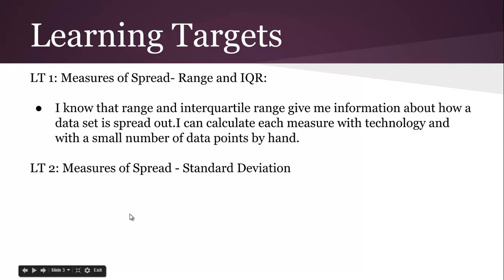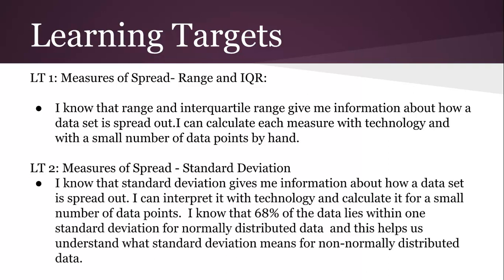A second learning target we're going to learn today is measures of spread, standard deviation. I know that standard deviation gives me information about how a data set is spread out. I can interpret it with technology and calculate it for a small number of data points. We're just going to walk through the example there, and we did that in the normal distribution unit with a spreadsheet. I know that 68% of the data lies within one standard deviation for normally distributed data. This helps you understand what standard deviation means for non-normally distributed data. This is not always the case, 68%, 95%, 99.7%, but it gives us a ballpark of what standard deviation means.